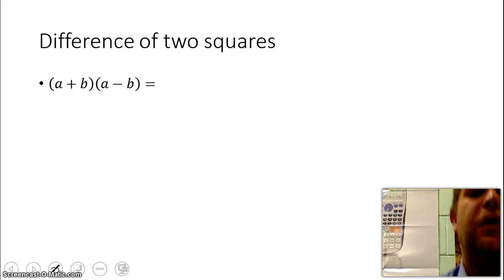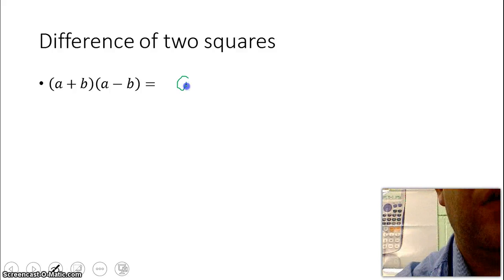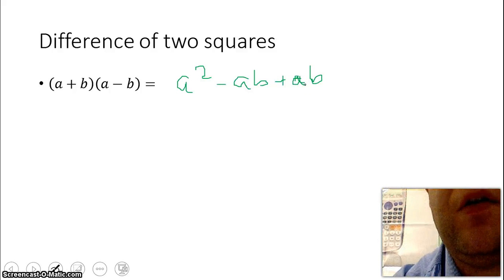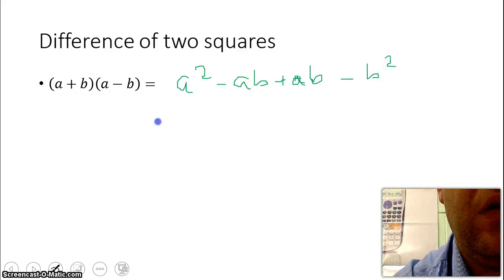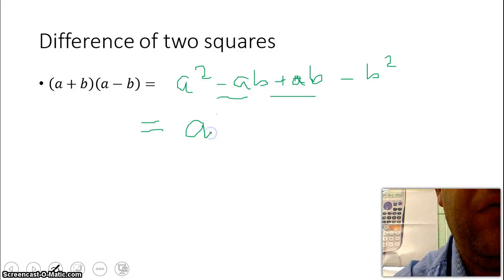And the difference of two squares, exactly the same process. A times A gives us A squared, A times minus B gives us minus AB, B times A gives us plus AB, and B times minus B gives us minus B squared. You'll see that these two are like terms and they cancel each other out, so we're left with A squared minus B squared.